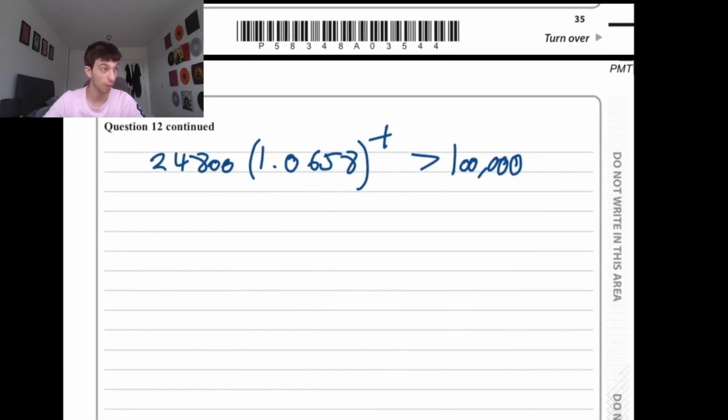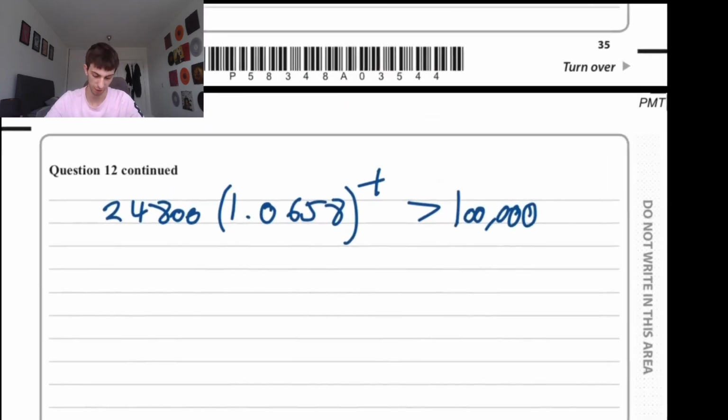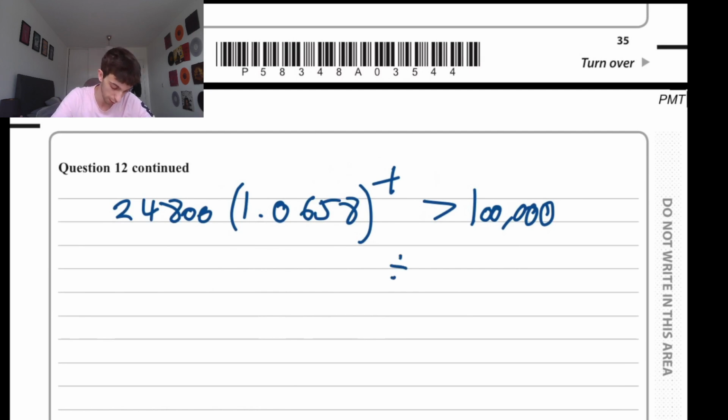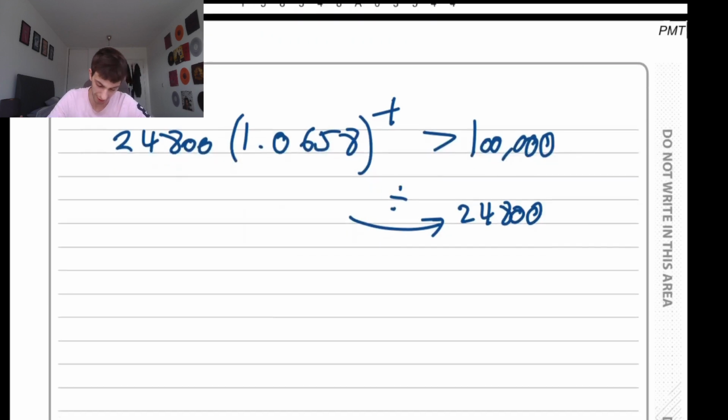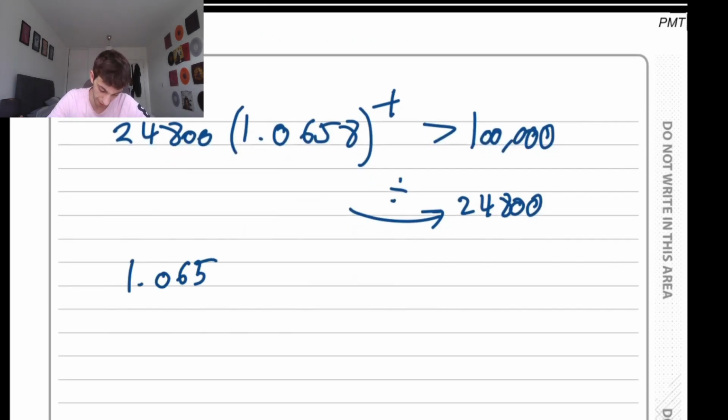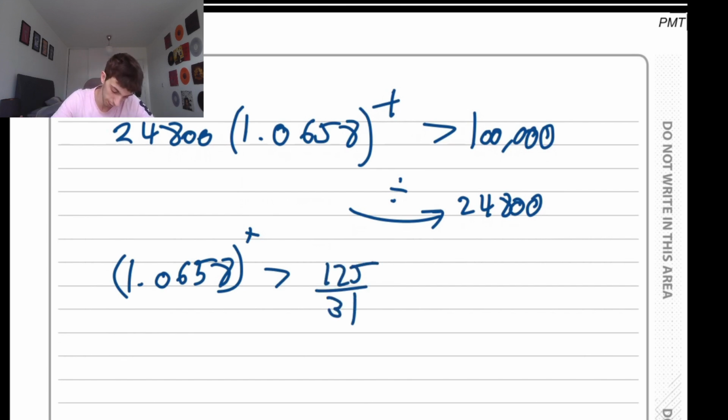Step by step here, we're going to make T the subject of a formula. First things first, let's divide over by 24,800. That leaves us with 1.0658 to the power of T. We want this to be larger than 100,000 divided by 24,800. Slap it in the calc, that's short for calculator, which is 125 over 31.